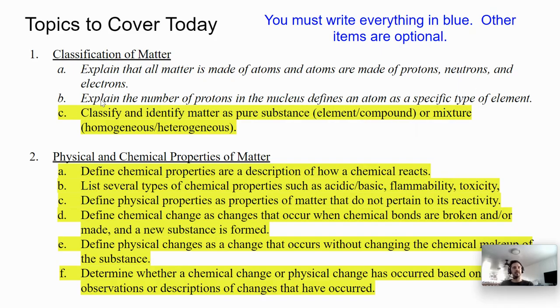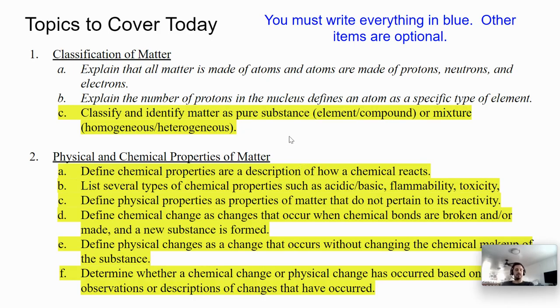And we understand that the number of protons in the nucleus defines an atom as a specific type of element. Today we're going to classify and identify matter as pure substances, mixtures, homogeneous or heterogeneous. So we'll talk all about that. We'll also talk about the physical and chemical properties of matter, or really actually what a chemical property is, what a physical property is, some examples, and how do we determine it's a physical change or chemical change.